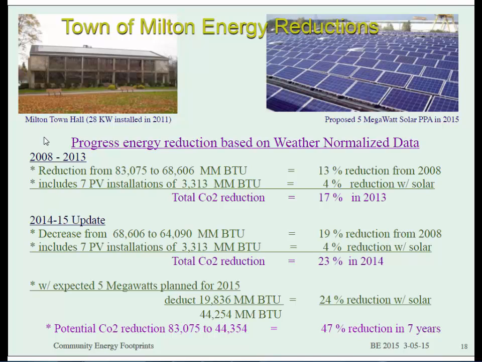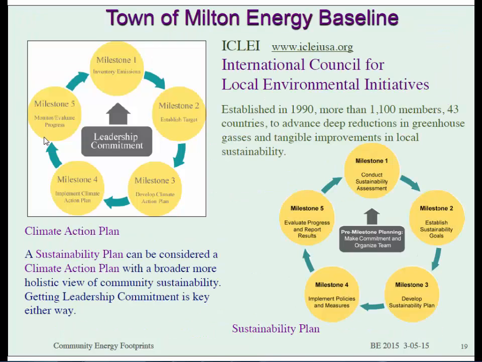We're on the books, we are planning right now for a 5 megawatt PPA solar system in Braintree that would have a huge impact, in fact, a 24% reduction, which would push us to about a 47% reduction in 7 years, which is pretty amazing. So JB is going to take over from here.